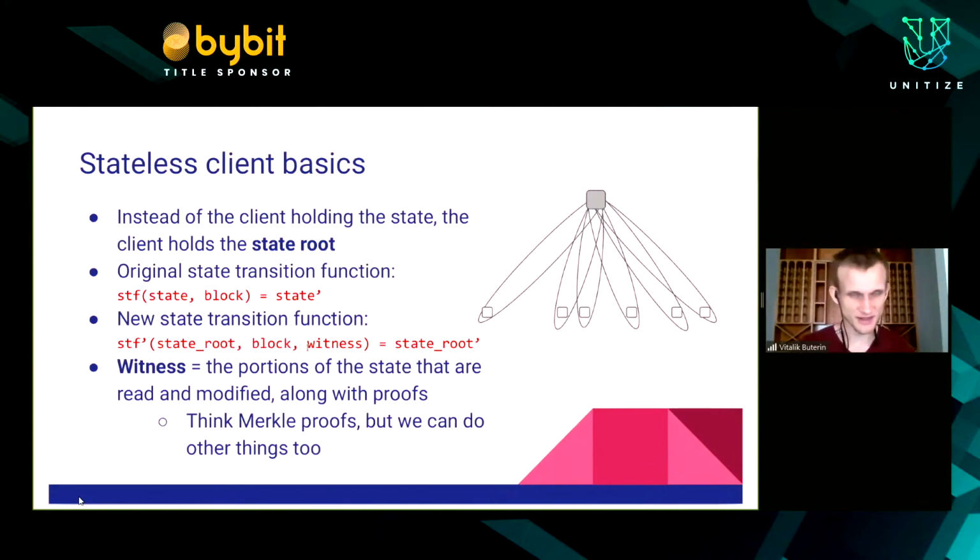And a witness is basically the portions of the state that actually do get read and modified in that particular block, along with Merkle proofs. Right? And I'll talk later about how it could be different kinds of proofs as well. So basically, normal clients hold the state, take in a block, and modify the state to get a new state. Stateless clients only hold the state root. It asks for a block plus a witness, and it gives you a new state root. Or it updates its state root to store a new state root.